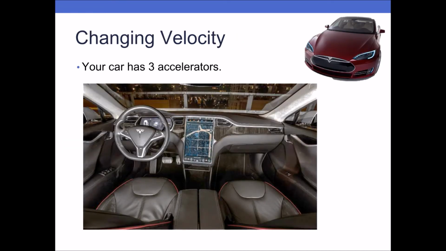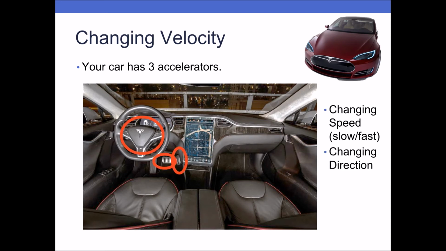Now let's think about something that you guys have familiarity with, your car. In this picture, there are 3 accelerators. Let's keep in mind that in order to change the velocity, we can change the speed or the direction. So let's try to guess which 3 objects in this picture are in fact our accelerators. Well, obviously the gas pedal is an accelerator. However, the brake pedal is also an accelerator because it can slow us down. It changes our velocity. And then perhaps the trickiest, the steering wheel is an accelerator because it can change our direction.